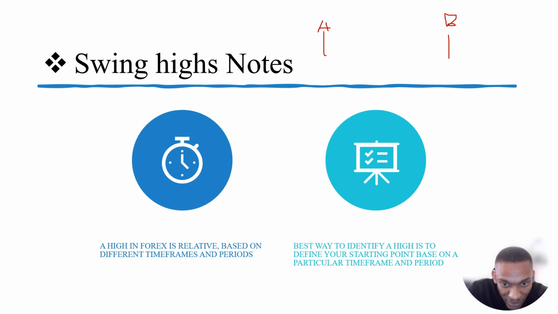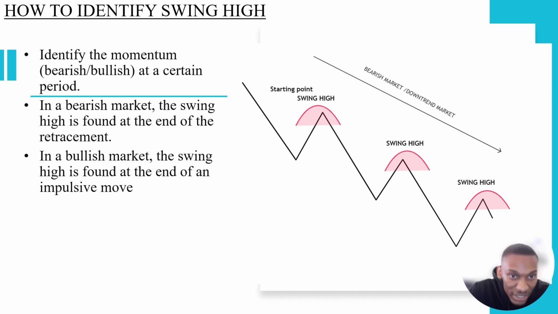So the best way to identify a swing high is for you to define a starting point. Let's say here it's A, based on a particular time frame. In my case, I use the 1H time frame, and period. So you must identify your starting point and your end point. And how do you identify a starting point? You identify the starting point and the end point based on momentum, meaning bullish momentum and bearish momentum. You'll see this in the next slide. So this is your starting point here. This is your end point.